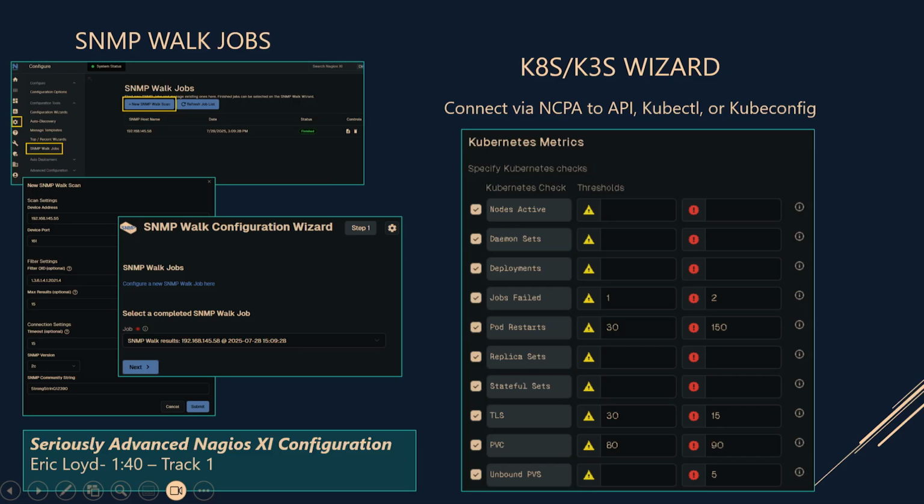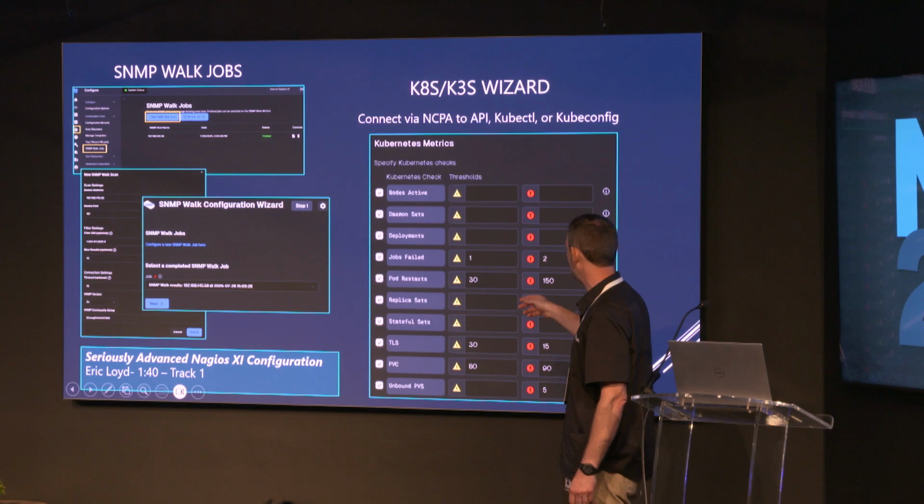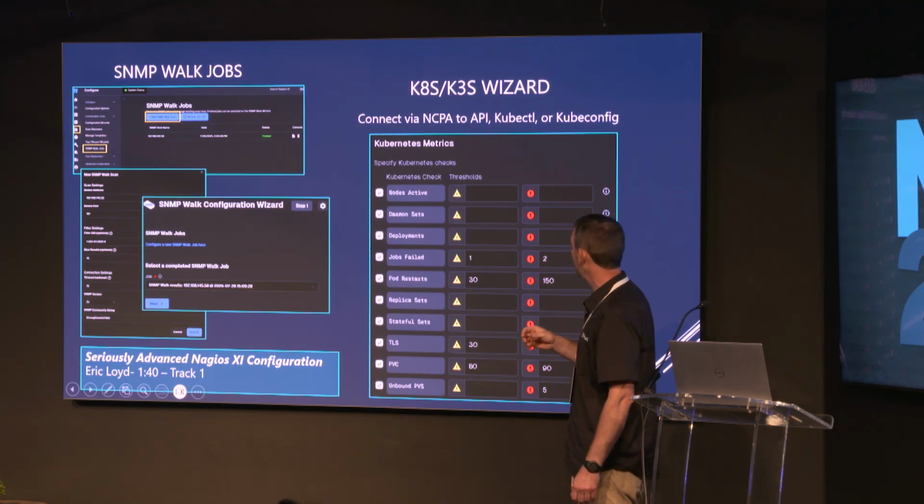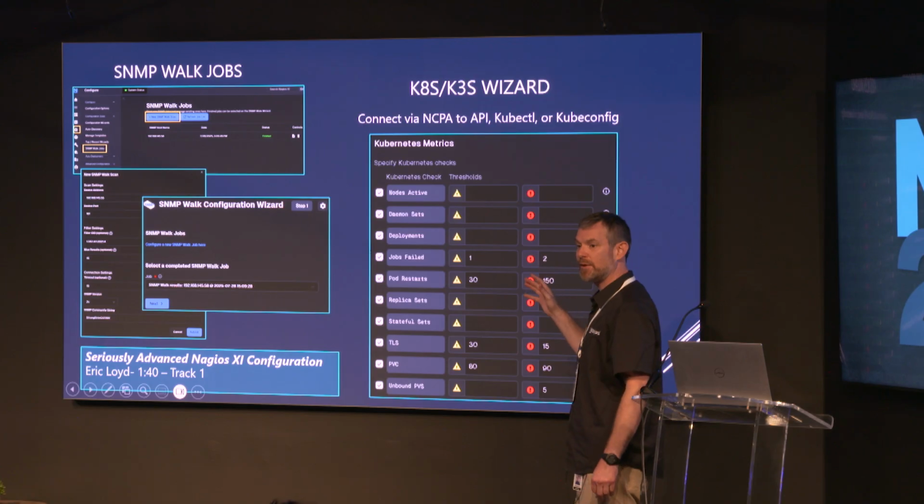And then the Kubernetes wizard. So K8s, K3s, it connects a few different ways. You can use the Kubernetes API. There's also a kubectl and kubeconfig option. And it uses the NCPA agent, which we'll talk about shortly, and gives you a way to monitor some really useful metrics on a Kubernetes cluster. Active nodes, daemon sets, unbound PVs, PVC, TLS, stateful sets. And so once you install NCPA and a plugin, you just run the wizard and you're able to monitor that.